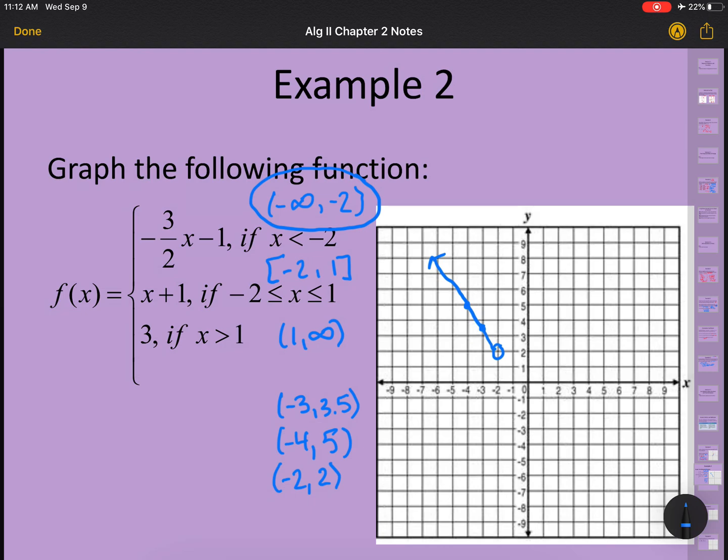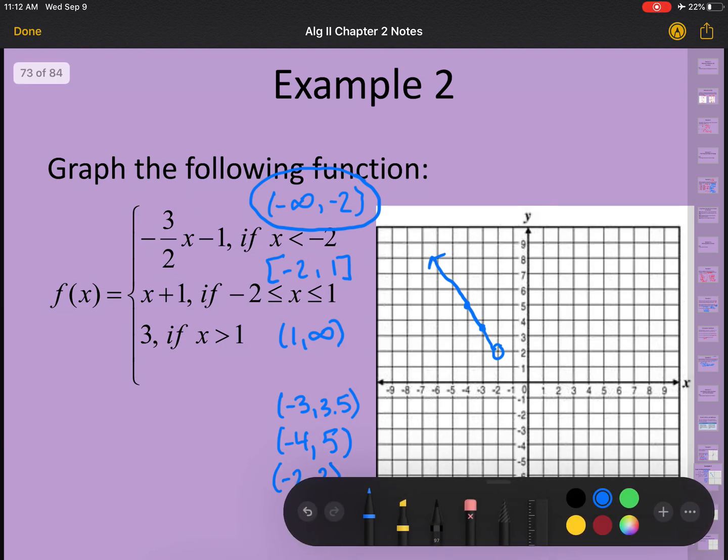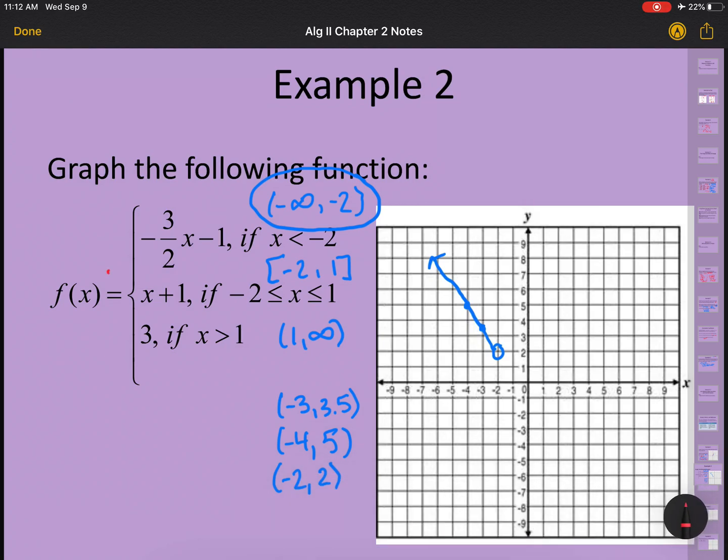So now I look at this next equation. So if I plug, okay, at -2 at this middle equation, if I plug -2 in for x, -2 plus 1 gives you back -1, so I can graph that, -2, -1. And I'm going to use a closed dot on that because it included -2. And then if I plug in 0, I get back out 1.